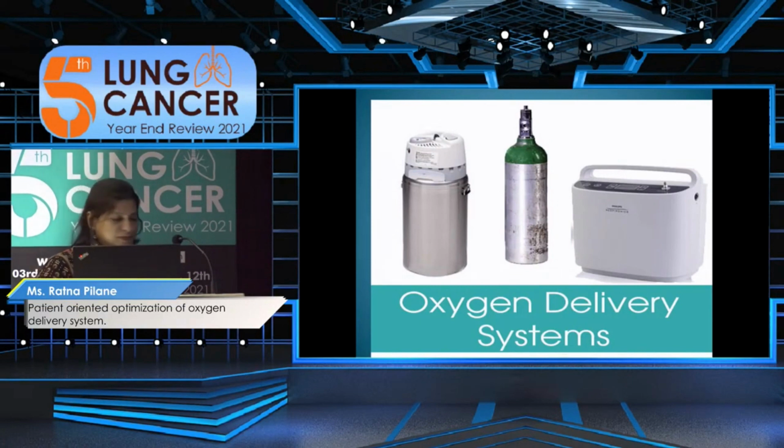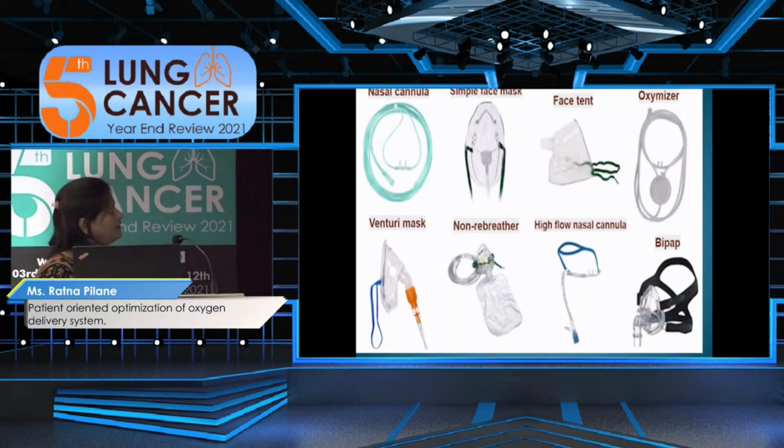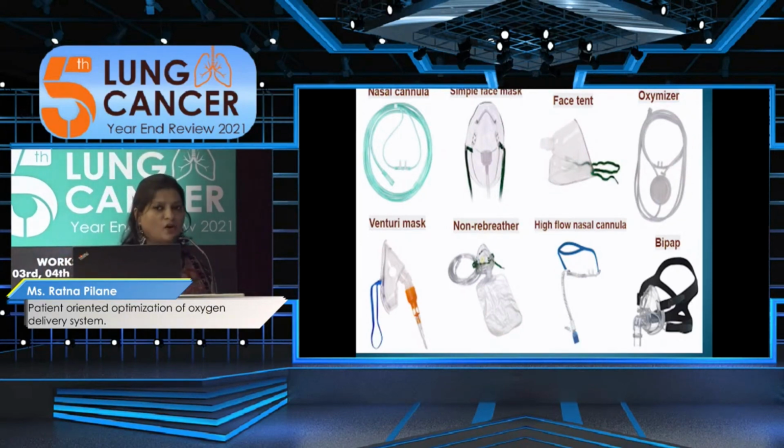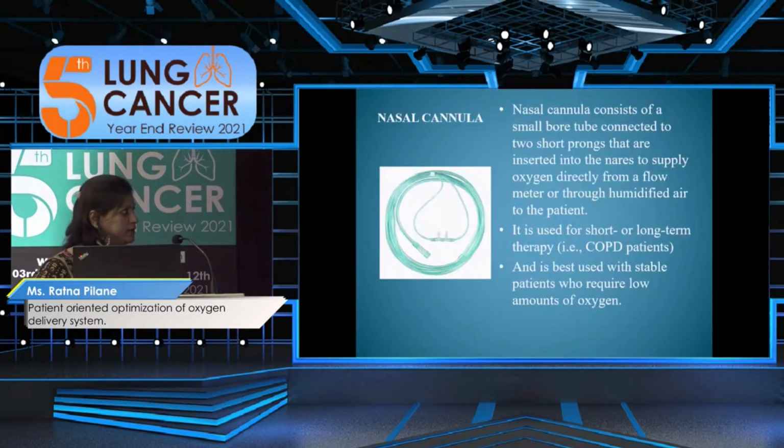Then oxygen delivery systems. Oxygen delivery systems are nasal cannula, simple mask (we'll go into details one by one), partial rebreather mask, non-rebreather mask, venturi mask, oxygen hood, oxygen tent usually used for hyperbaric oxygen therapy, ambu bag, HFNC, CPAP and BiPAP. So these are all the articles: this is nasal cannula, this is simple face mask, face tent and oximizer, not in use, but venturi mask, non-rebreather mask, high flow nasal cannula, that is HFNC, and BiPAP, these are usually commonly used in hospital settings.